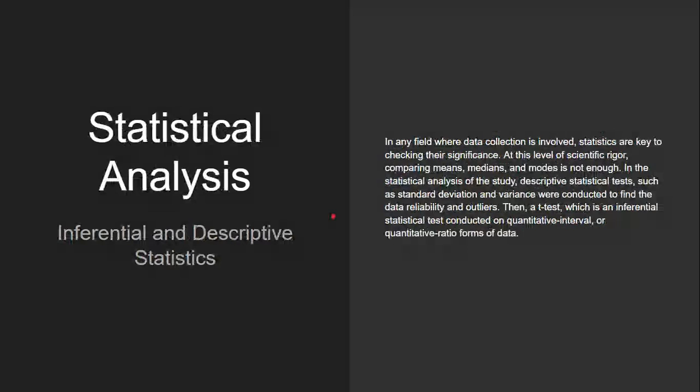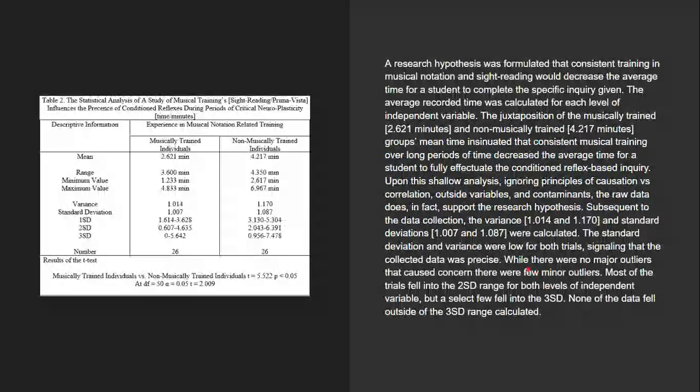So, statistical analysis. At this point in scientific rigor, mean, median, and mode is not enough. You need descriptive and inferential stats like mean, median, mode, t-tests, chi-squares, all that stuff. When you look at the descriptive stats, you can see that the research hypothesis stating that the musically trained group would be faster was correct. I discarded the scores because they were not very different in the means, but however these had very different means, so I decided to roll with this data.